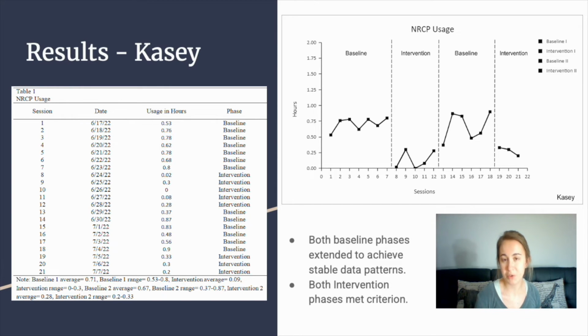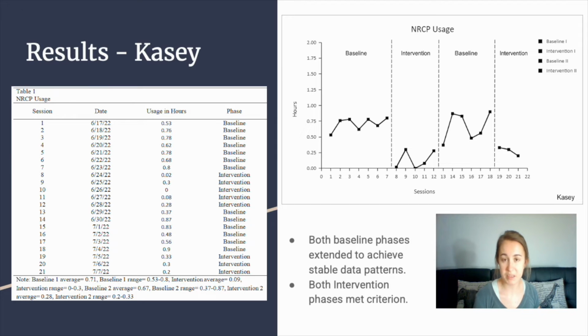As we started out, most of us had unstable data, and so I continued to take baseline data until I could see at least a variable ascending trend. It wasn't very stable per se, but it did end up showing that ascending trend, and so it indicated the need for intervention. And then in my first intervention phase, my data was also variable.